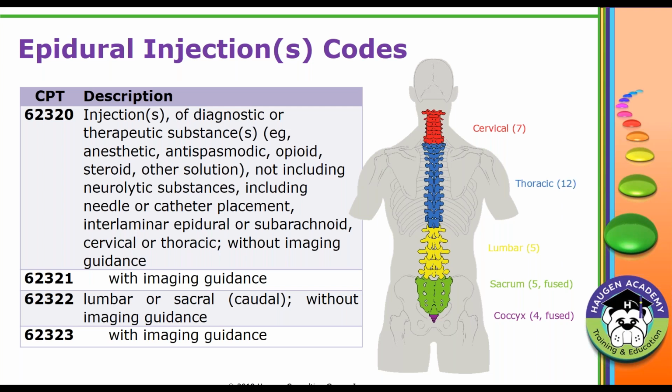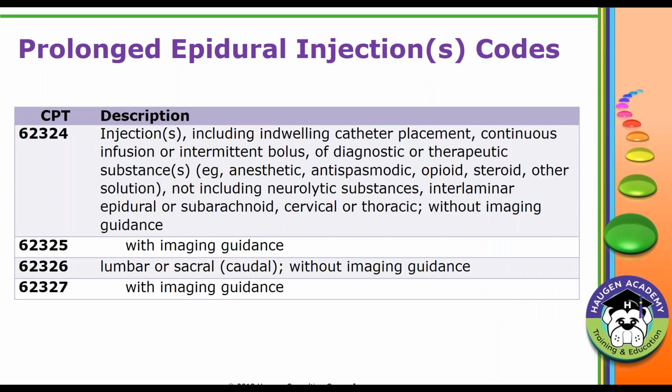But these codes are divided by the anatomy. So you can see cervical or thoracic is right here. And then once we get down to 62322, that goes down to the lumbar or sacral region. So the differences are going to be the region of the spine, and then we'll have without image guidance first, and then with image guidance, then we move down to lumbar or sacral, without image guidance, and then with image guidance. So pretty straightforward.